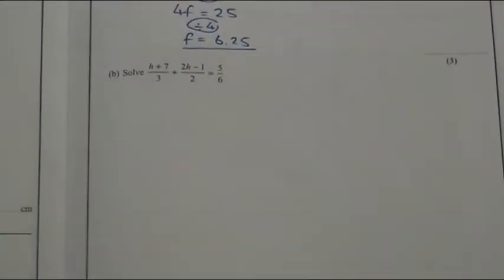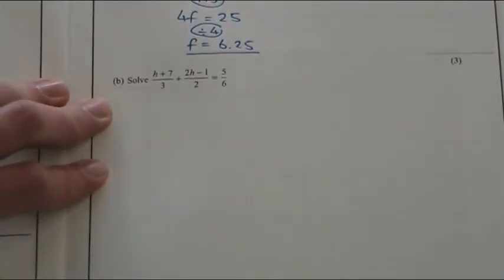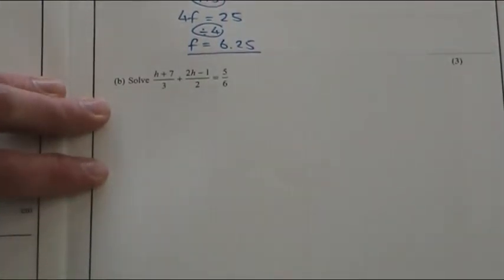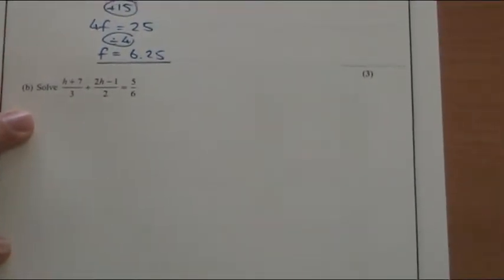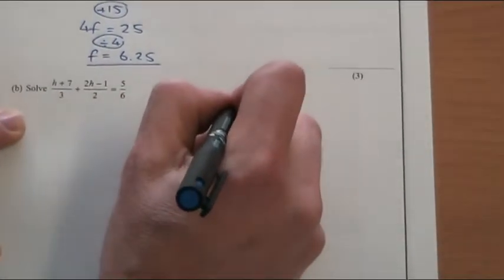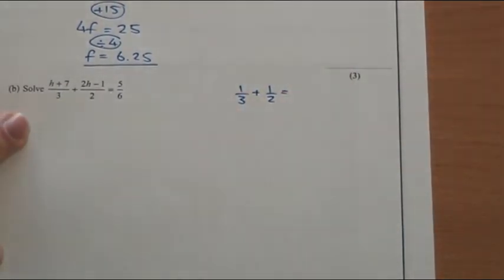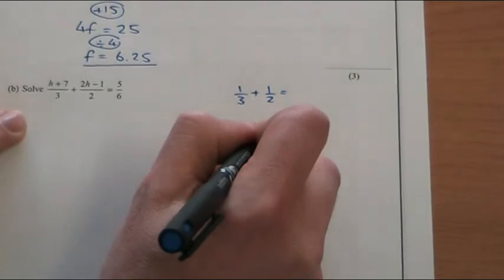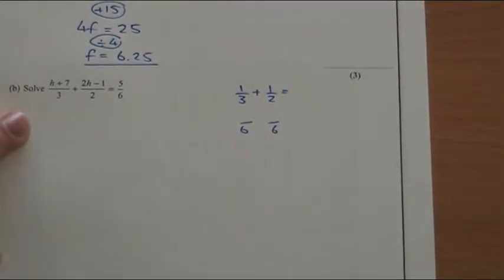16 part B, we are asked to solve a much more complicated looking fraction. So, with adding fractions, what I'm going to do is redesign a question I know how to do. So, a third plus a half. If I was to add these, I know I must make the bottoms the same, and I'm going to choose the lowest common multiple of 3 and 2, which is 6.